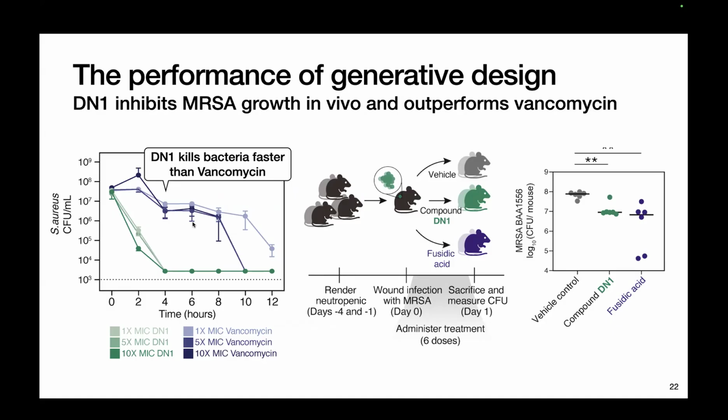You can see the blue or the purple curve is the dose response curve, or time. This is a time killing assay. You basically look at, if you put compound into mice, how long it takes to kill the bacteria, and you can see that our compound kills bacteria much faster with the same dosage as vancomycin.